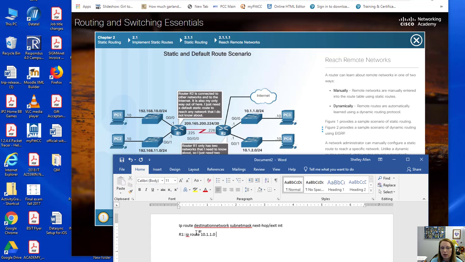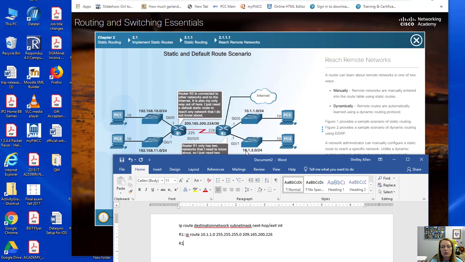That's a /24. So this is where some of that CIDR notation is going to come into play, and the fact that you have to know what the equivalent subnet mask is. For example, a /24 is equivalent to 255.255.255.0. Okay, so IP route, destination network, its subnet mask, and the next hop. So if I'm R1 and I want to go over here, my next logical step would be to go here to the 226. So 209.165.200.226.